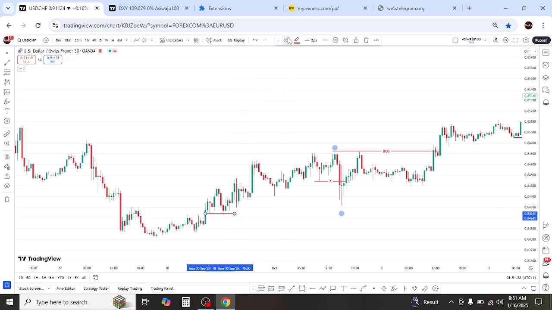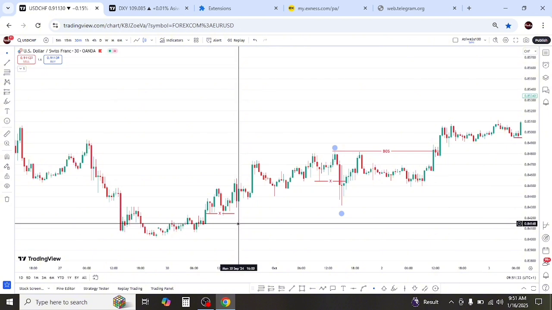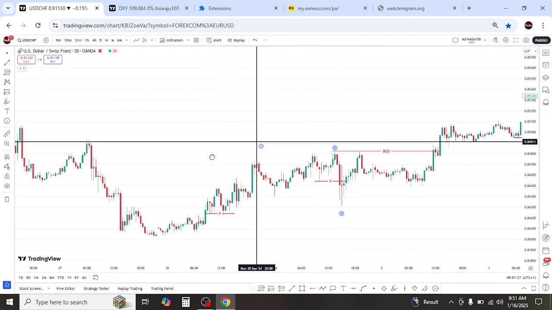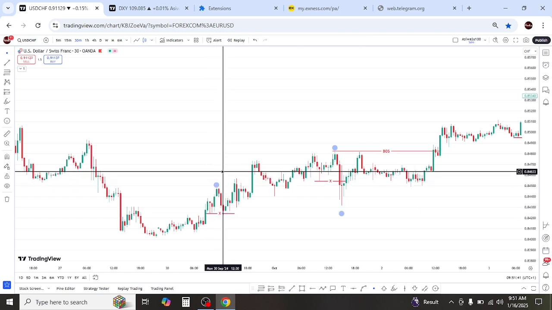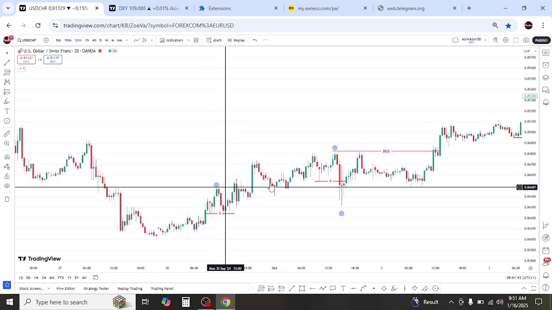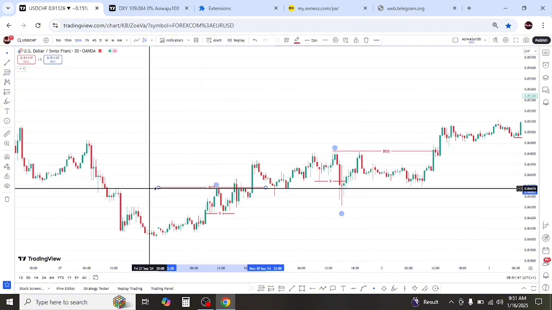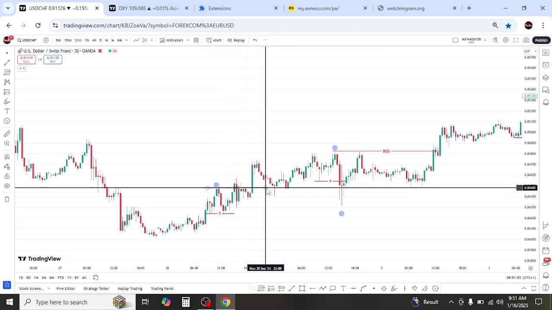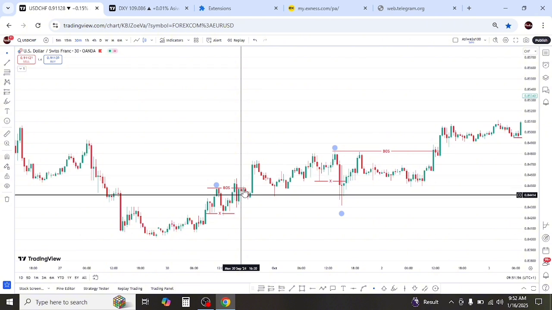So immediately price grabbed this low, we have an inducement sweep at this point. This high becomes what? This high becomes a major high. And price went on to break this point. So immediately we have a break of structure at this point.